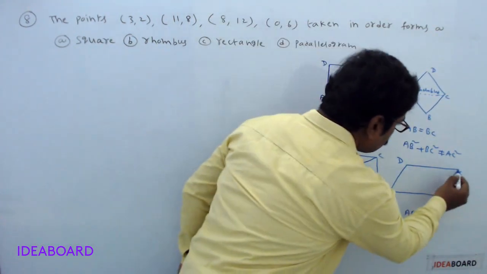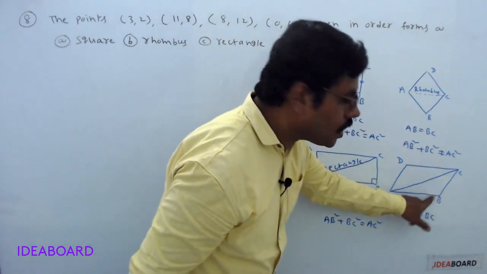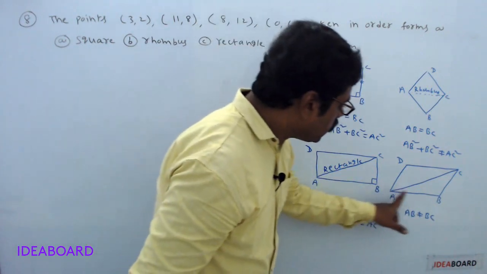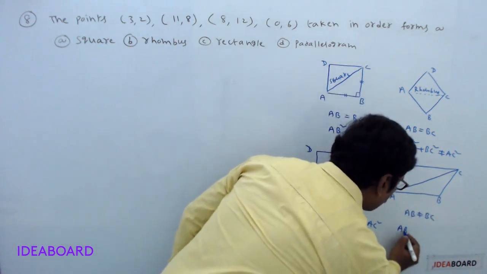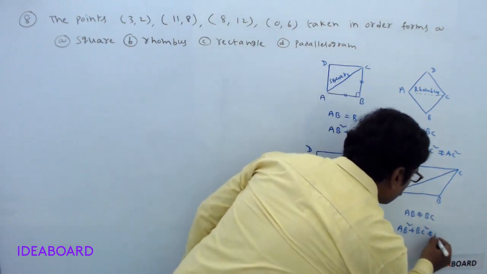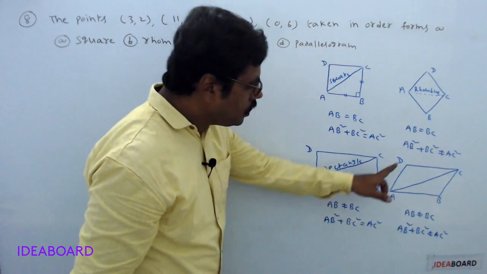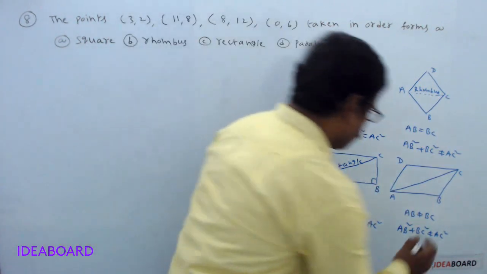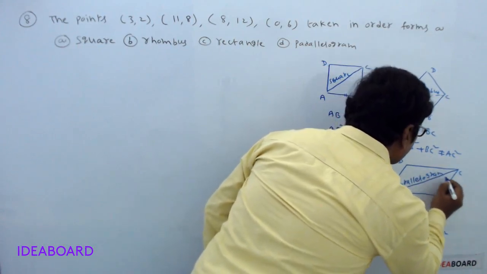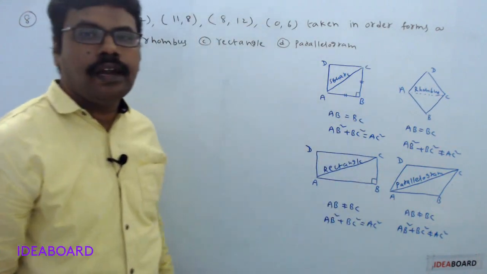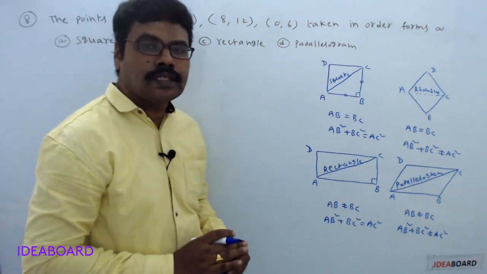Now connect the points A and C. Now in a parallelogram, adjacent sides are not perpendicular. So ABC is not a right angle triangle. So from the diagram, AB square plus BC square not equal to AC square. If these two conditions are satisfied, then your quadrilateral is a parallelogram. So it is a parallelogram. Now this is the shortcut method to identify the given quadrilateral. Now first come to the procedure once again.